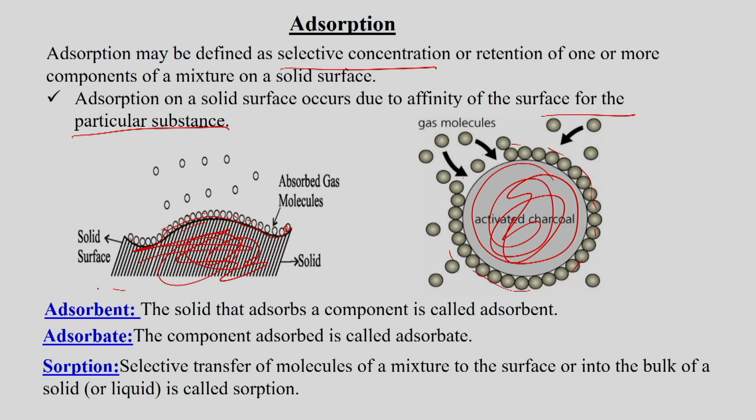So, the terms we learned: the solid that adsorbs a component is called the adsorbent, and the component that is adsorbed on the adsorbent is called the adsorbate. And the selective transfer of the molecules of the mixture to the surface or into the bulk of the solid is called sorption, or we can say sorption is the combination of adsorption and absorption. Because in absorption, in Mass Transfer Operation 1, we learned this is a bulk phenomenon. Now we have learned that adsorption is a surface phenomenon. So, the combination of these two is called sorption.